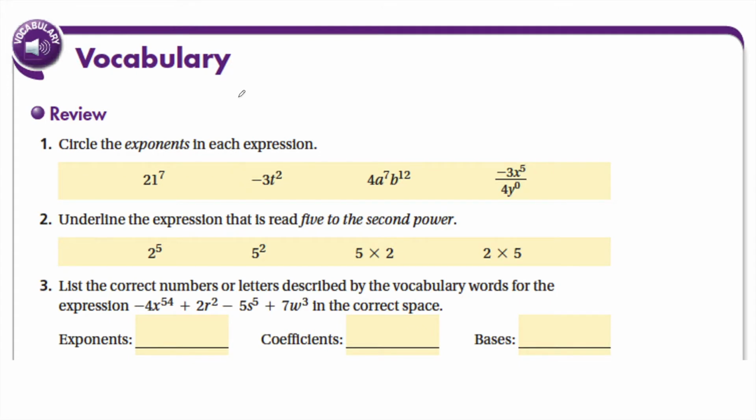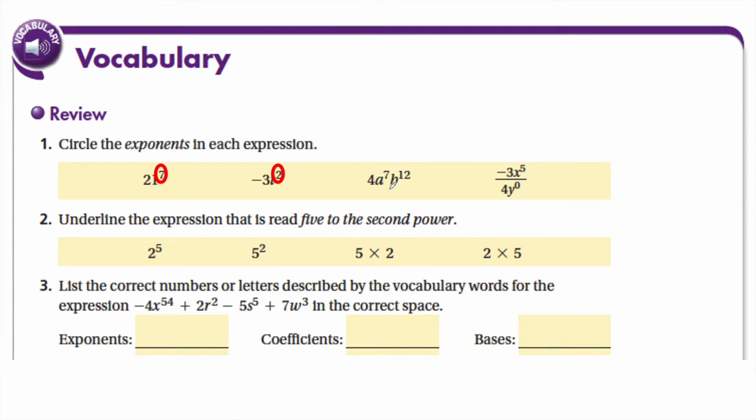Now let's start off with a little vocabulary and review. Circle the exponents in each expression. Now remember, the exponents are always going to be the smaller looking number in the top right corner, or in this case the 21 raised to the power of 7, or the 7th power. The 7 is our exponent. That negative 3t raised to the second power, or negative 3t squared, our 2 will be our exponent.